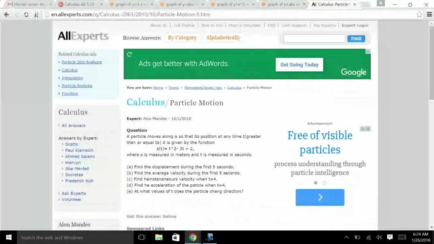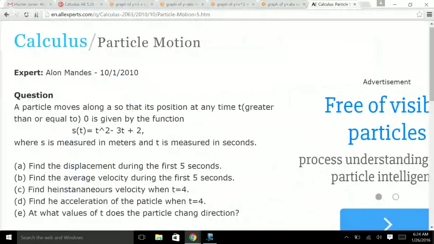Okay, a particle moves along a line, so its position at any time t greater than or equal to 0 is given by the function s of t equals t squared minus 3t plus 2, where s is measured in meters and t is measured in seconds.